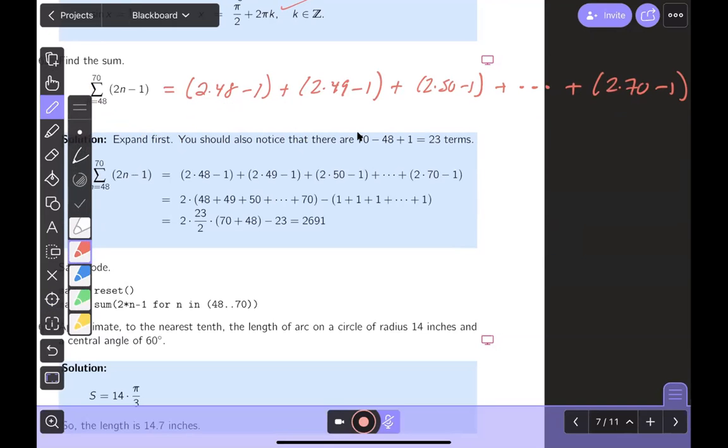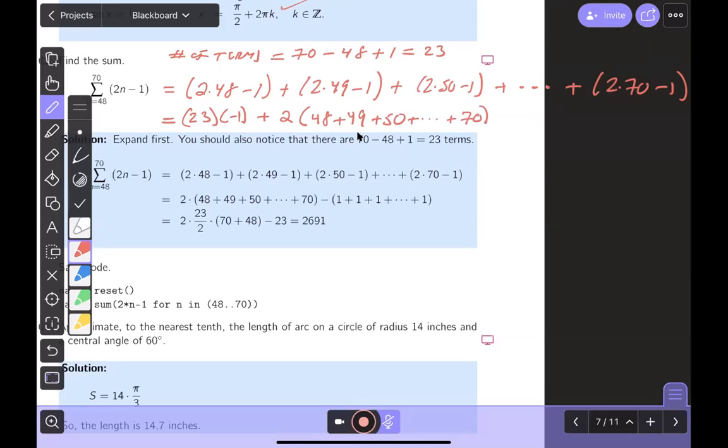So the number of terms is upper minus lower plus 1. Let's see if we can do that. What's 70 minus 48? Well, that's 22, right? And 22 plus 1 is 23. So there's 23 terms. If there's 23 terms, I hope you realize there's 23 of those minus 1s. Every term has minus 1 in it. Now, what's left over? 2 times 48 plus 49 plus 50 plus yada, yada, yada, up to 70.